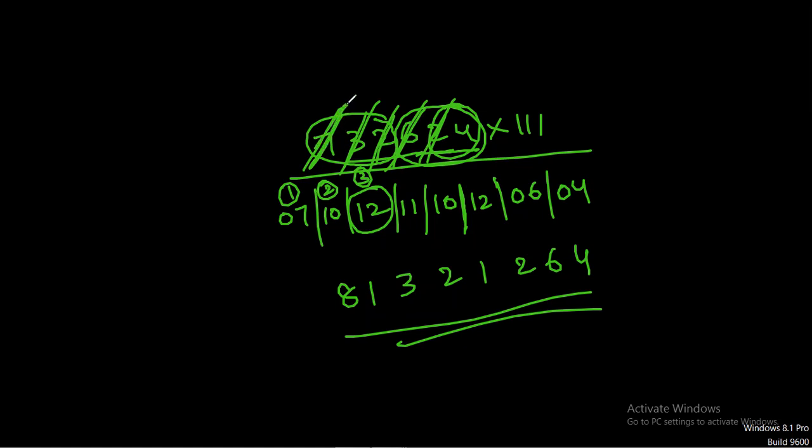Next, removing 7, next 3 digits are 3, 2, 6. Removing 3, next 3 digits are 2, 6, 2. Removing 2, next 3 digits are 6, 2, 4. Removing 6, 2, 4, and then 4. Understand?